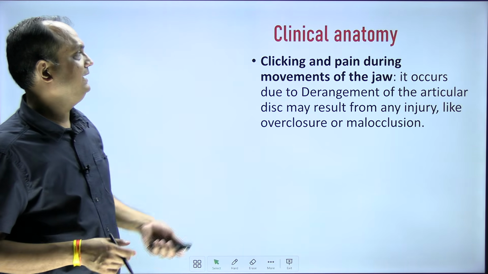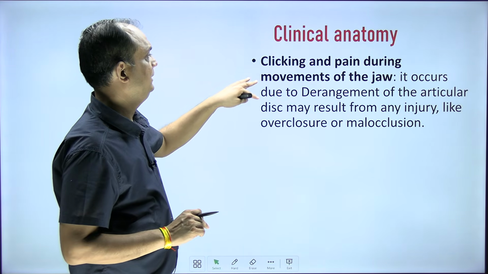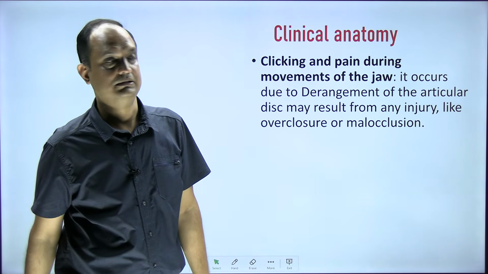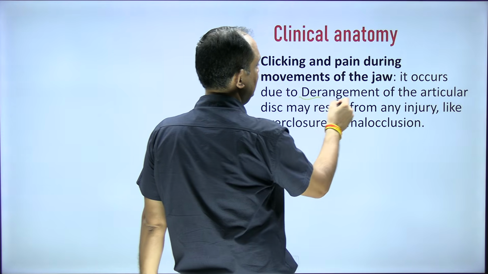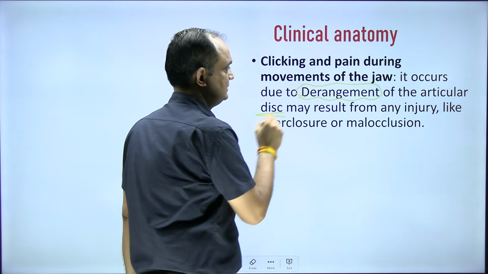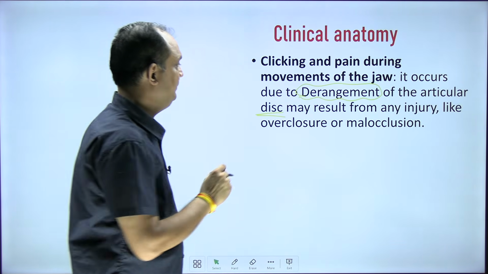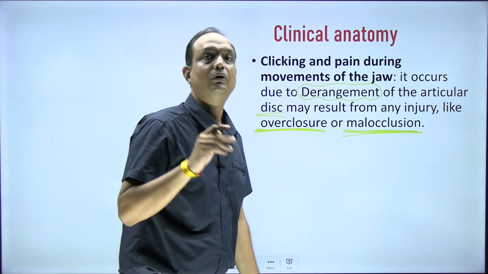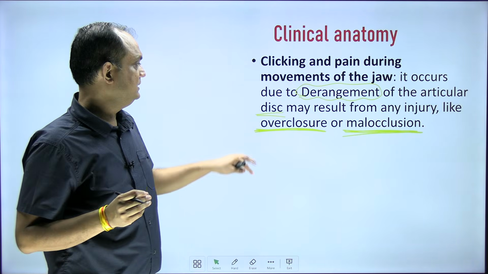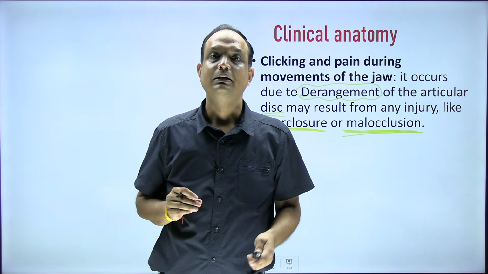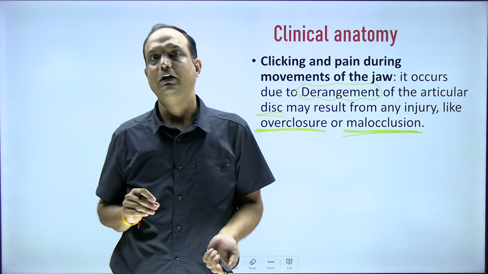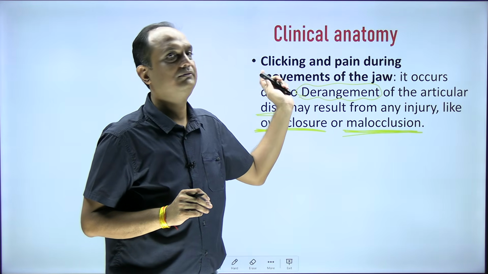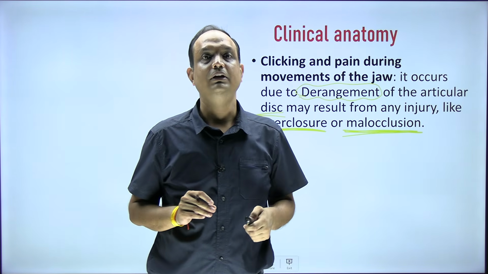The second applied aspect is the clicking sound. This clicking sound and pain during the movement of the jaw is a sign of damage to the articular disc. It occurs when there is a derangement of the fibers of the articular disc. Now, why may the derangement occur? It may occur because of overclosure or malocclusion of your mandible. In such conditions, there is damage to the fibers of the articular disc, and patients have the clicking sound as well as pain in the movement of the TM joint.